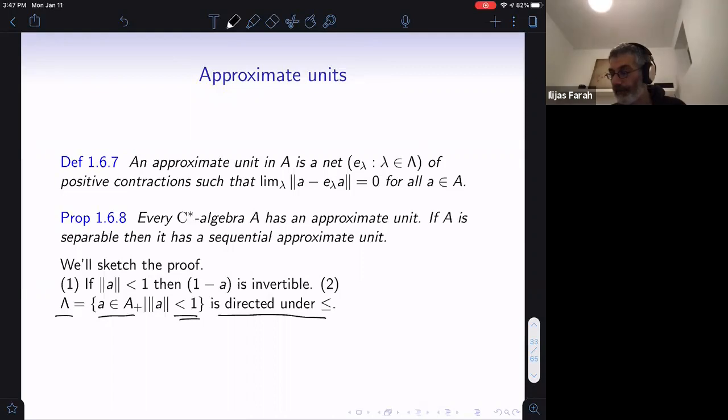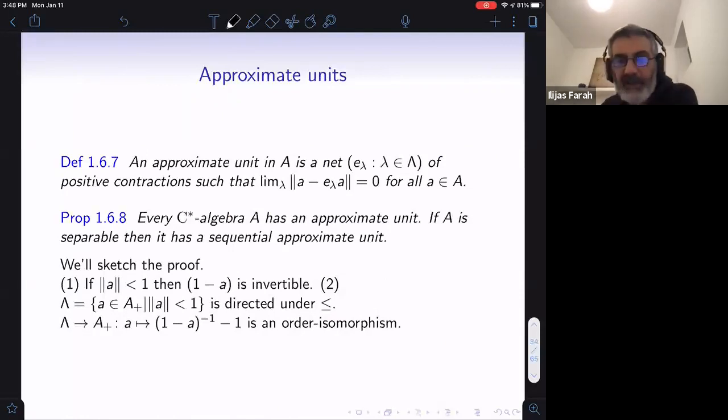So before I proceed to prove this, let me just say why we care. Because this is directed, I can just use this whole thing as an approximate unit. We'll see that in a moment. So let's prove that lambda is directed using part one. This was actually part two, it was supposed to be two here.